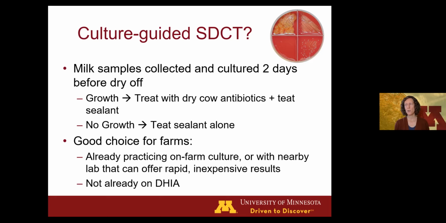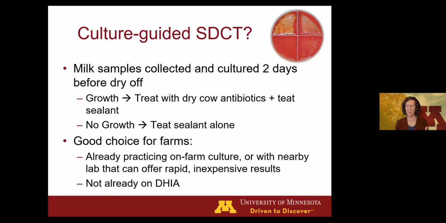This picture up here in the corner is a picture of our forecast selective dry cow therapy plate. It is a 4-quadrant plate. And the reason there's 4 quadrants, it's not like an on-farm culture plate where there's a different media in each quadrant. There's 4 quadrants to correspond to each quarter of the cow to make it easier to do quarter level culture guided selective dry cow therapy.